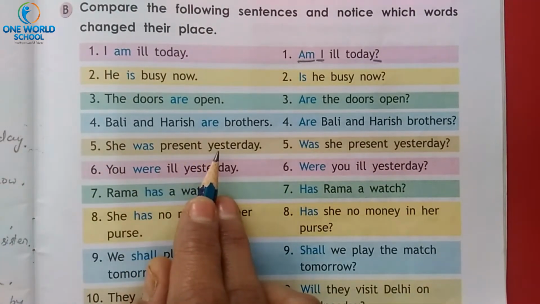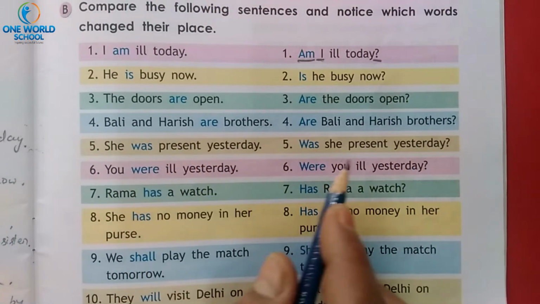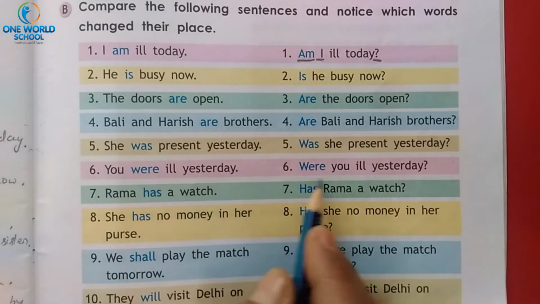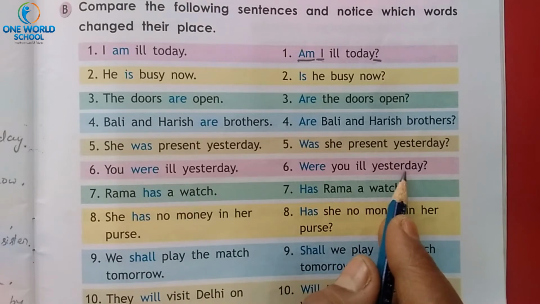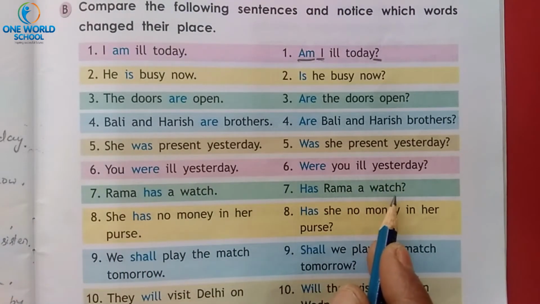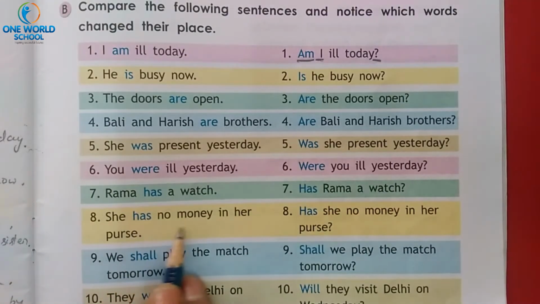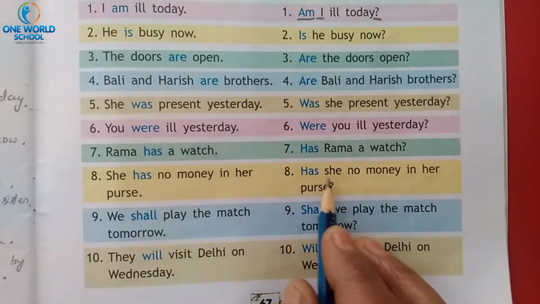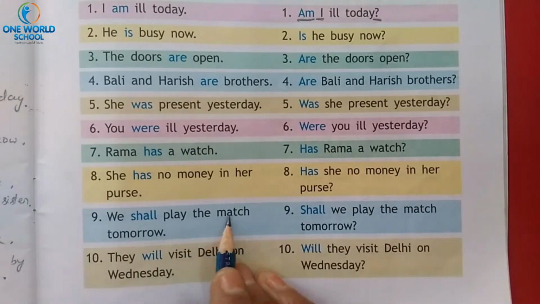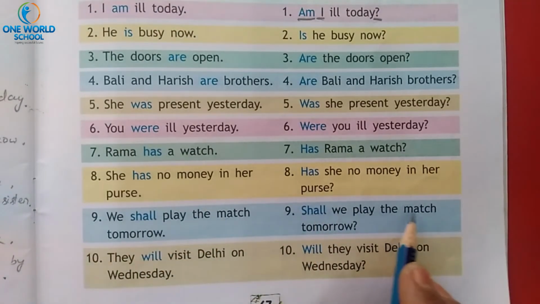वो कल क्लास में प्रेजेंट थी. कल वो क्लास में प्रेजेंट थी क्या? You were ill yesterday. Were you ill yesterday? Rama has a watch. Has Rama a watch? She has no money in her purse. Has she no money in her purse? We shall play the match tomorrow. Shall we play the match tomorrow?